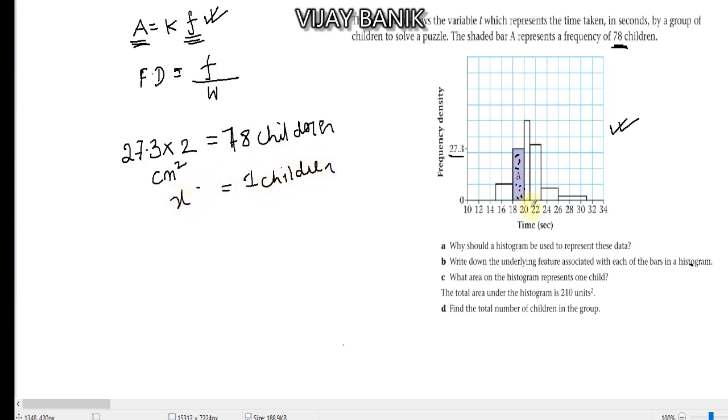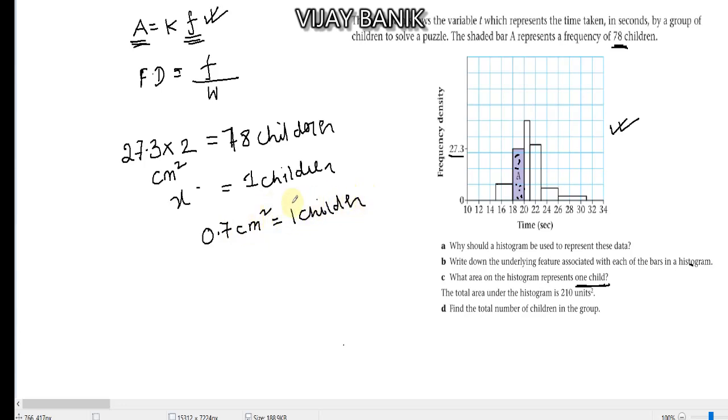how much area is there? That's what they are asking, right? For one child, how much area? Actually, we are indirectly finding k, to be honest. So now 27.3 into 2 divided by 78. How much are we getting? 0.7. So that means 0.7 centimeter square, or unit square, for one child.